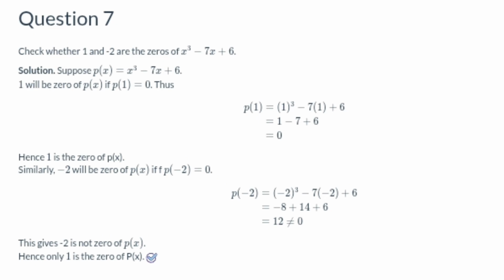We calculate p(2). p(2) equals 2 cubed minus 7 times 2 plus 6. This is 8 minus 14 plus 6. 8 plus 6 is 14. 14 minus 14 equals 0... Since p(2) is computed as written here, the speaker concludes that 2 is not a zero of p(x).